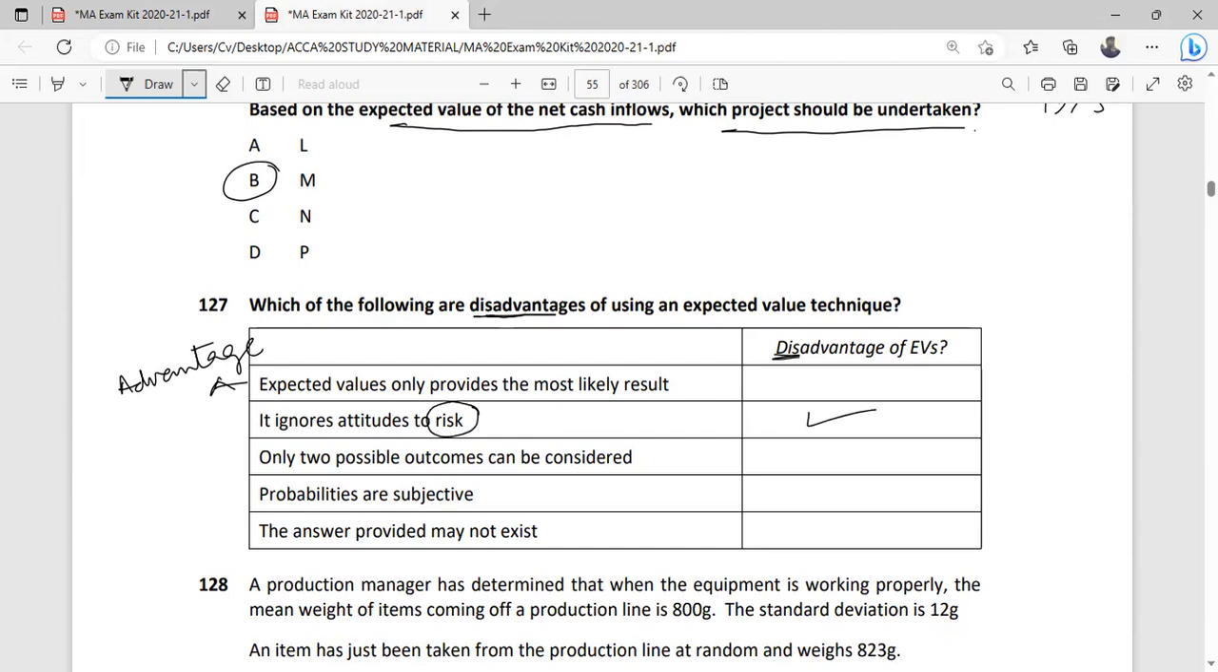Only two possible outcomes can be considered. It is not a disadvantage, because we are not going to consider only two. We can consider three possible outcomes or more. Probabilities are subjective, yes, true. And the answer provided, yes, it is not necessary that the expected value will be equal to the actual value.